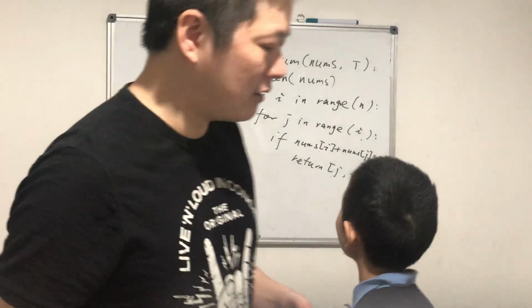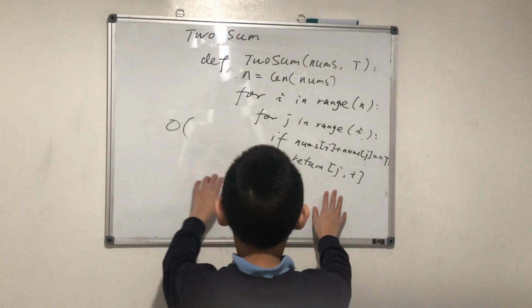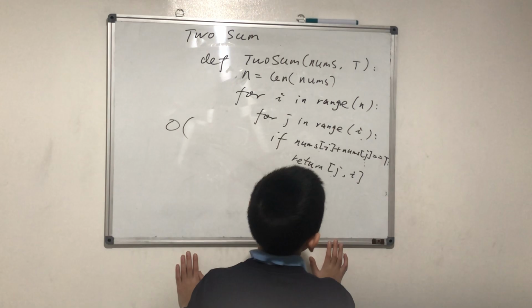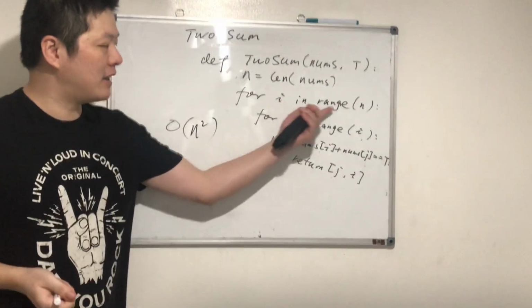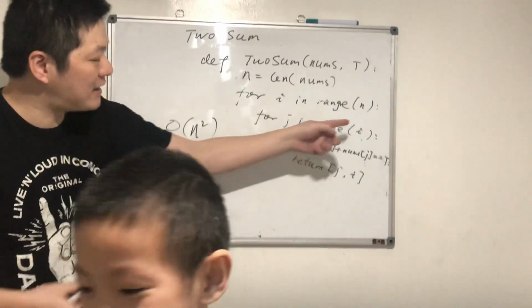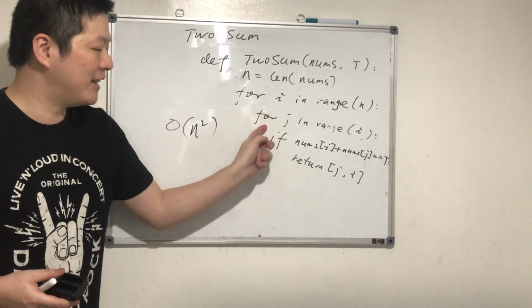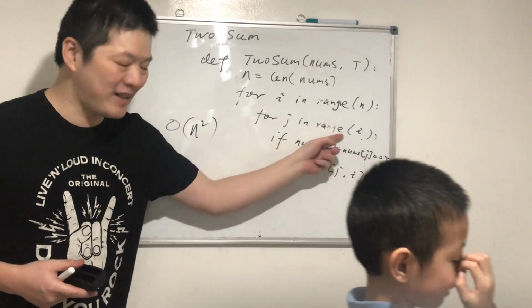How many loops? N squared. Yes, we're done. Be confident. O(n) squared. Why is that? Because this is n iterations, and for each n, it needs roughly n iterations, right?